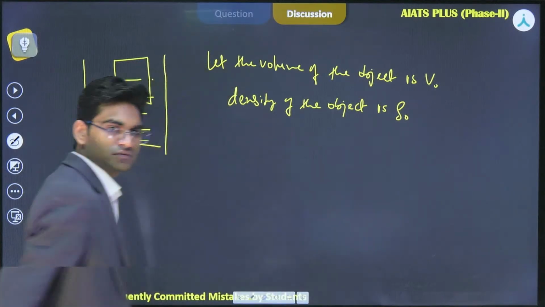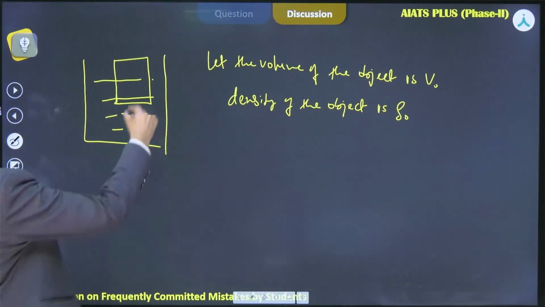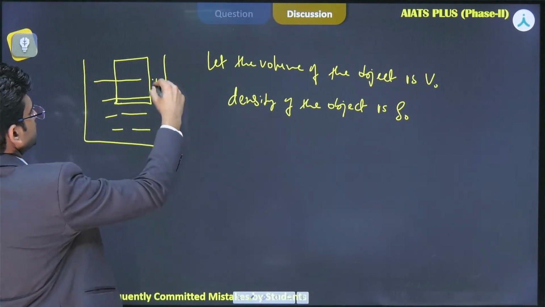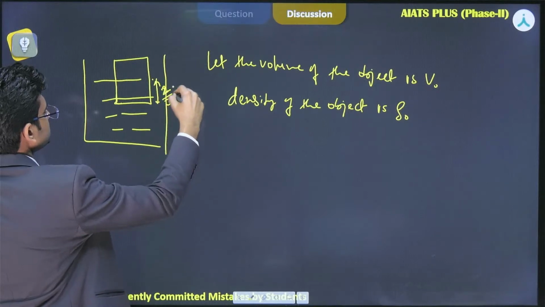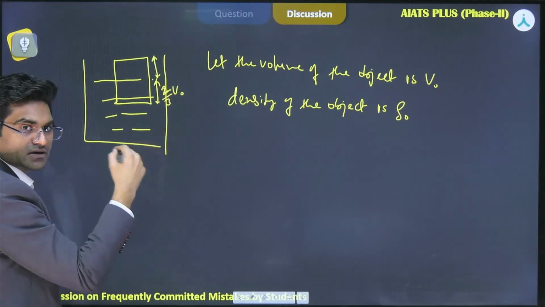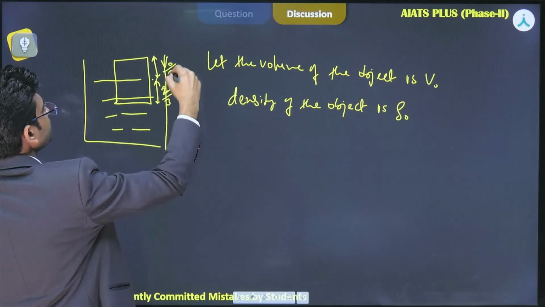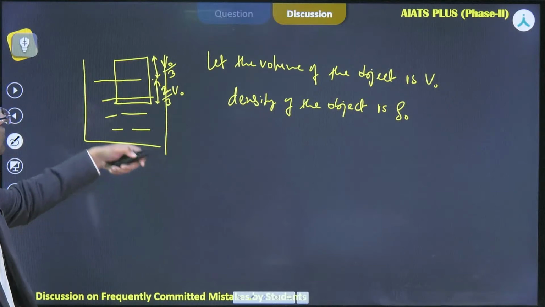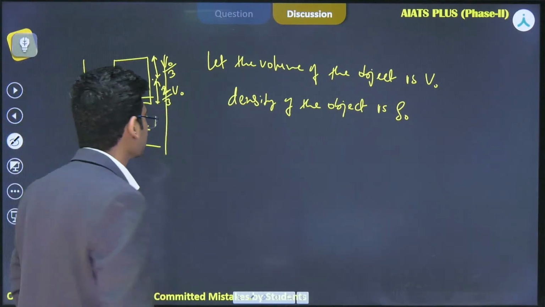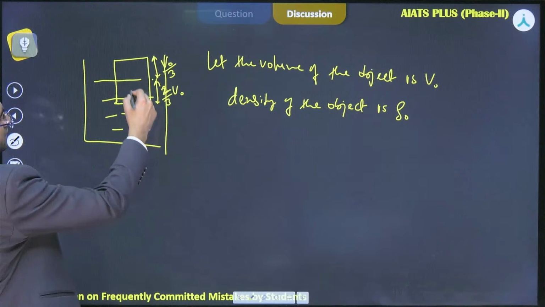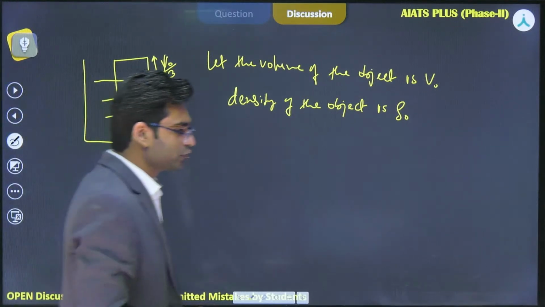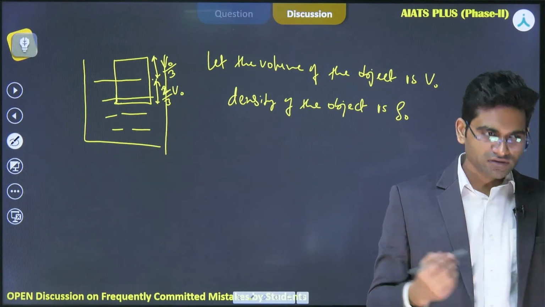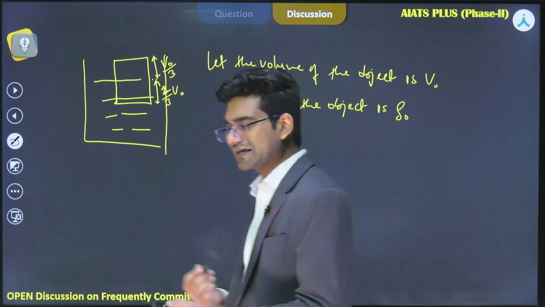Now 2/3 of the volume is immersed, so 2/3 of the volume is inside the water. What about the part which is out of the water? That volume is V naught by 3. So 2 V naught by 3 is inside the water and V naught by 3 is outside the water. Can you tell me which are the two forces acting on this object? This object is in equilibrium, right? So all the forces acting on it should cancel out each other.